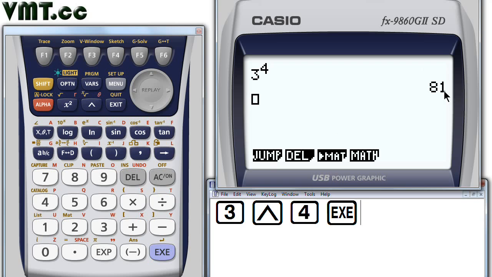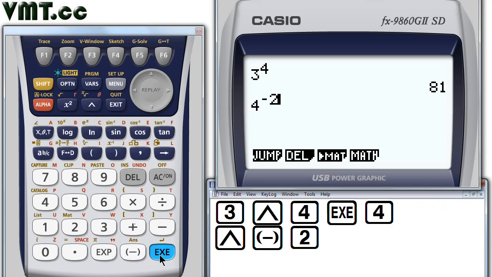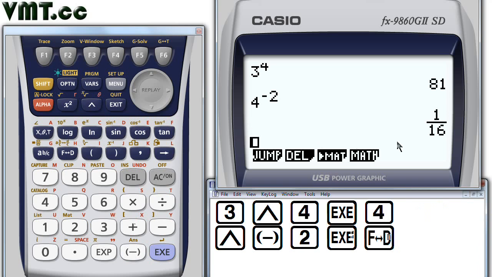For our second example, we want to raise 4 to the negative second power. Type in 4, power, negative 2, execute. Let's make it a fraction by pressing the fraction decimal conversion key. The answer is 1/16.